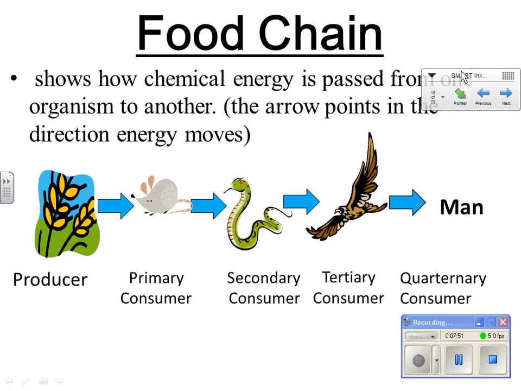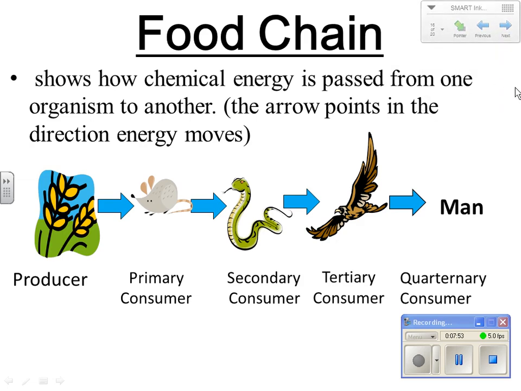The food chain. The food chain shows how chemical energy is passed from one organism to another. The arrow points in the direction the energy moves, from a producer to a primary consumer, the mouse, to a secondary consumer, the snake, to a tertiary consumer, the hawk, and eventually the quaternary consumer is man.